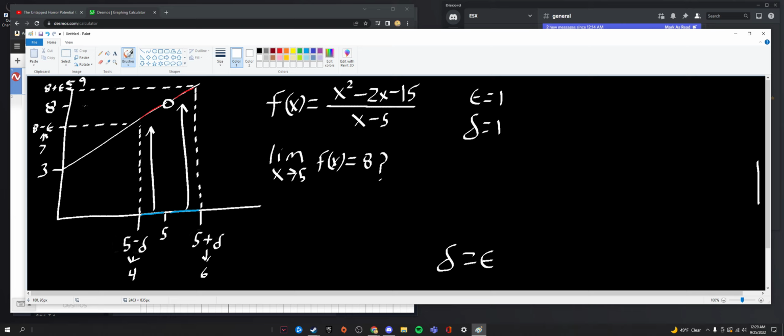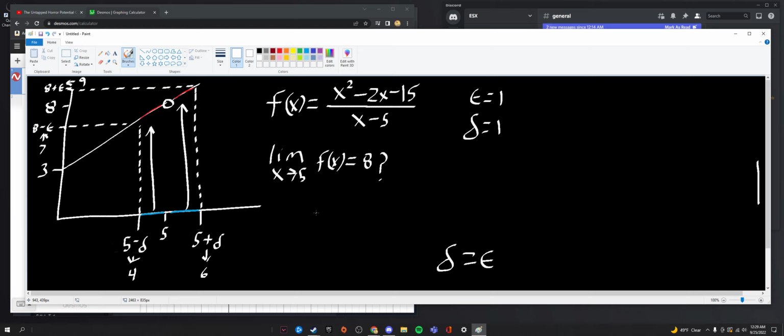So what does that mean? It means that from the interval 4 to 6 on the x-axis, not including 5, I can plug in any value within that, and it will fall between 7 to 9 on the y-axis. So let's prove that. Some value between 4 to 6, that's not 5. Let's say 4.5. 4.5 is not equal to 5, so we can just factor out and cancel.